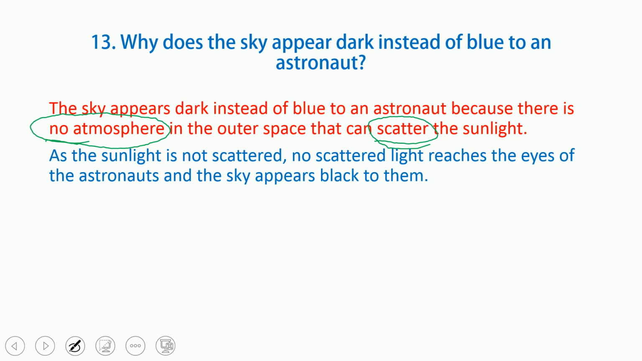So it is very simple. So here what is the answer? Why does the sky appear dark instead of blue to the astronaut? The sky appears dark instead of blue to the astronaut because there is no atmosphere in the outer space that can scatter the sunlight. As the sunlight is not scattered, no scattered light reaches the eyes of the astronaut and the sky appears black to them. I hope you understand it well.